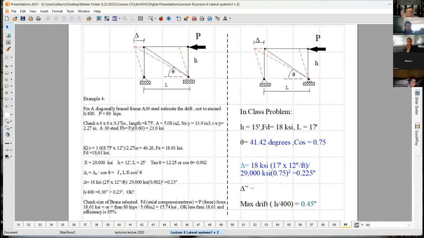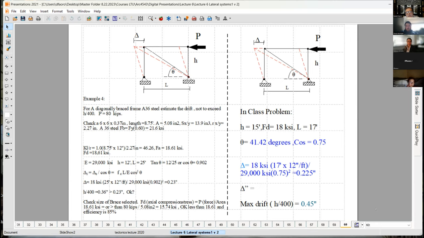A36 steel allowable strength in tension would be 0.6 FY or 21.6 ksi. Our slenderness ratio KL over R is 1.0. You might not remember this, but you may remember it from either intermediate structures when you studied steel columns for buckling, or in basic structures you studied the generic formula for buckling. K is the stiffness parameter associated with the frame system. A frame system that's completely pin connected with a diagonal brace has a K of 1.